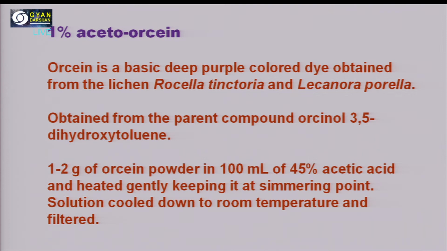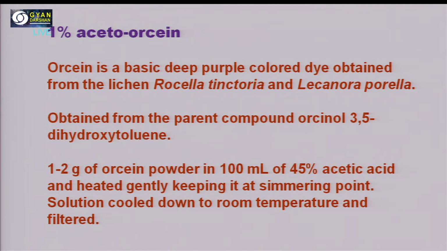So take a look at how you prepare this acetoorcein. 1% acetoorcein. Orcein is a basic deep purple colored dye which is obtained from the lichens Roccella tinctoria and Lecanora parella. They are obtained from the parent compound orcinol, 3,5-dihydroxytoluene. Now, how do you prepare this orcein?